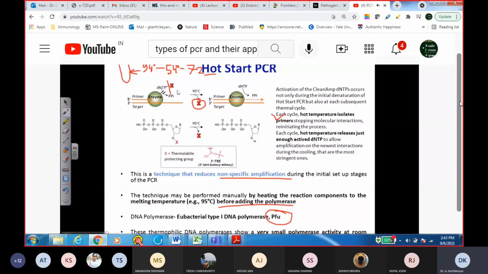We need to make sure that in the master mix we add this kind of modified component which has the thermolabile protecting group at the terminal. So actually this thermolabile protecting group is present in the dNTPs. So the dNTPs that we provide for this hot start PCR must be unique. They must be carrying this kind of thermolabile protecting group at the 3 prime end of the ribose sugar. Okay, so we need to make sure of this for all.